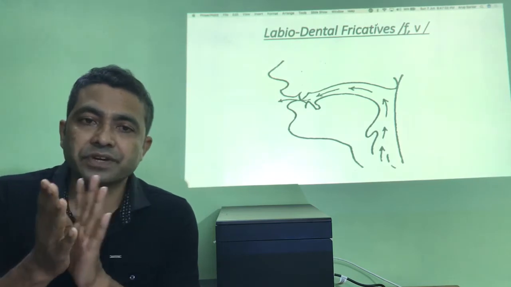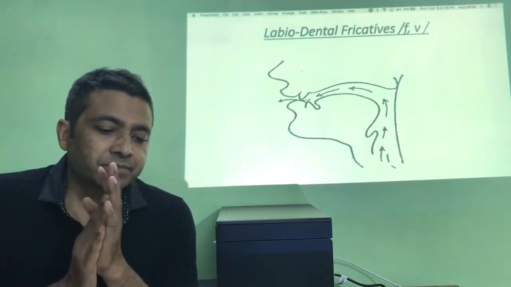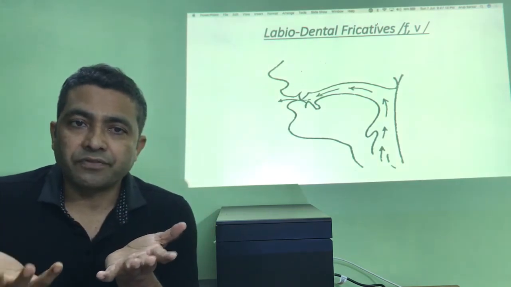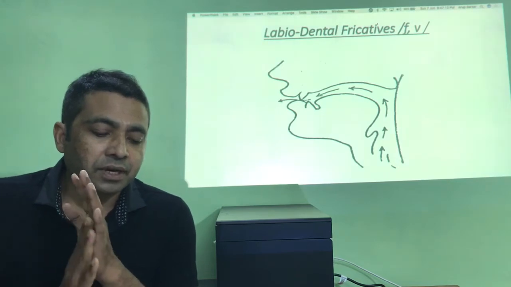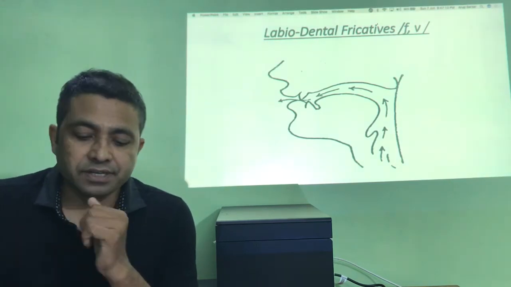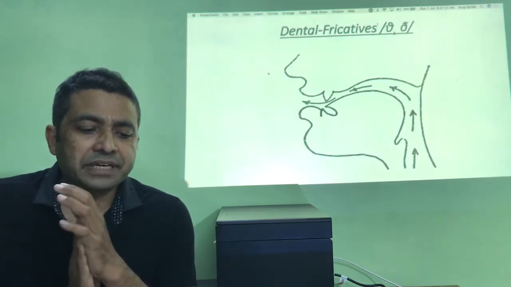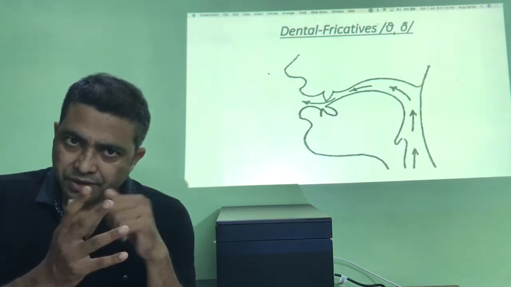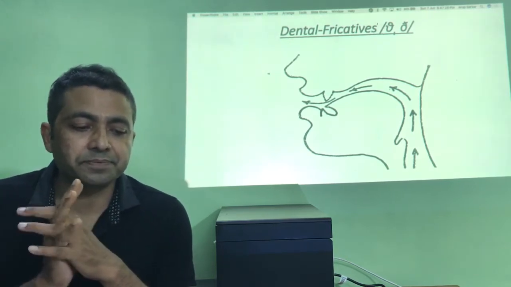So labiodental fricatives /f/ and /v/, as in fan and van. These are two different sounds. /f/ is voiceless and /v/ is voiced. Then we have dental fricatives, /θ/ and /ð/. These two sounds are dental fricative sounds.